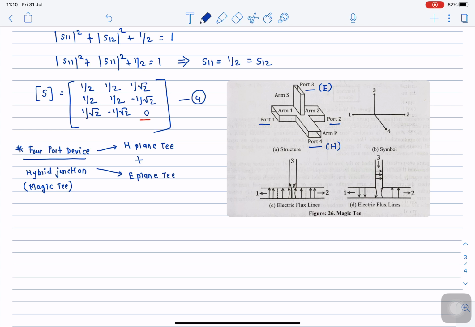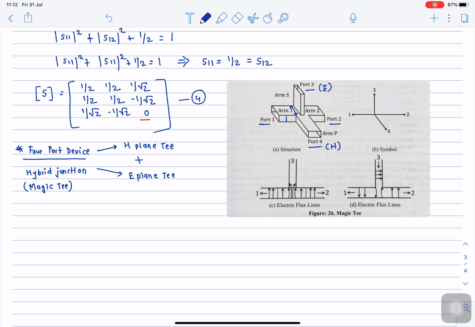The magic T is an important 4-port, 4-arm junction which is formed by attaching the side arm to the slot cut in the narrow wall and the broad wall of a piece of waveguide. The arm which is connected to the slot in the broader wall of the waveguide is called the E plane T. So the broader dimension of the rectangular waveguide is this one. The arm which is connected along the width, we normally call the electric plane. And the arm which is connected along the height, this particular shorter dimension.